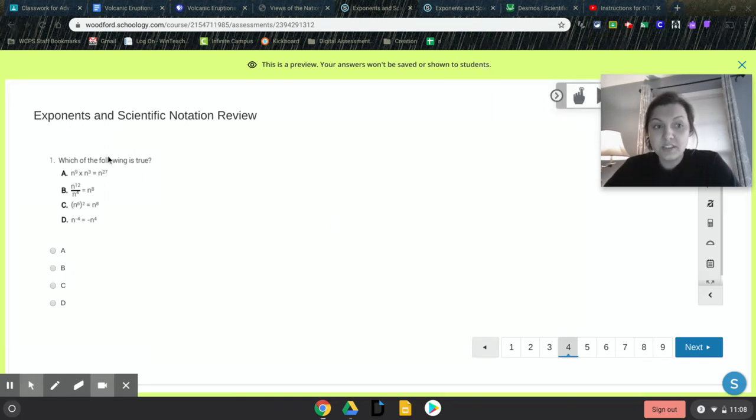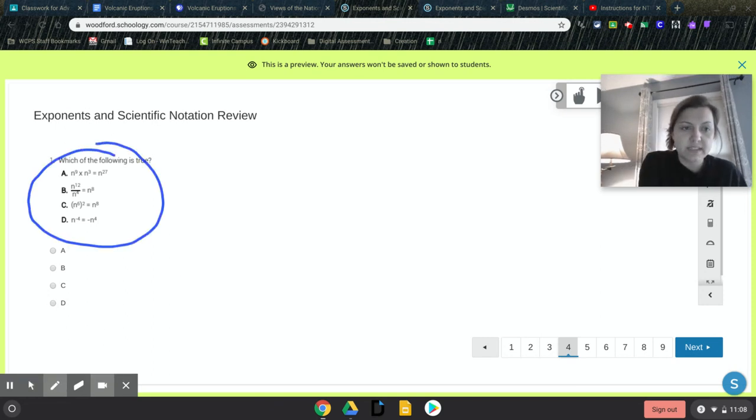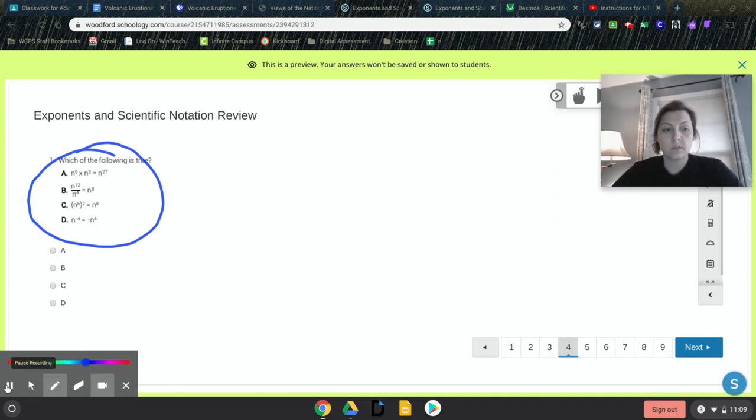Which of the following is true? So you're going to use your rules, your exponent rules, and figure out which one of these makes a true statement. When we multiply, we add. When we divide, we subtract. When we have multiple exponents, we multiply. And when we have a negative exponent, we flip it and put it under 1.